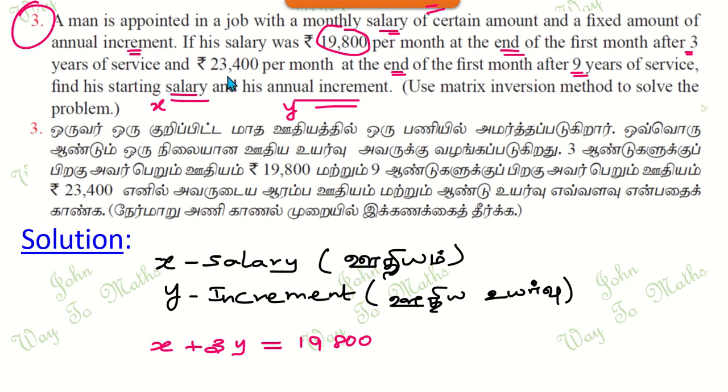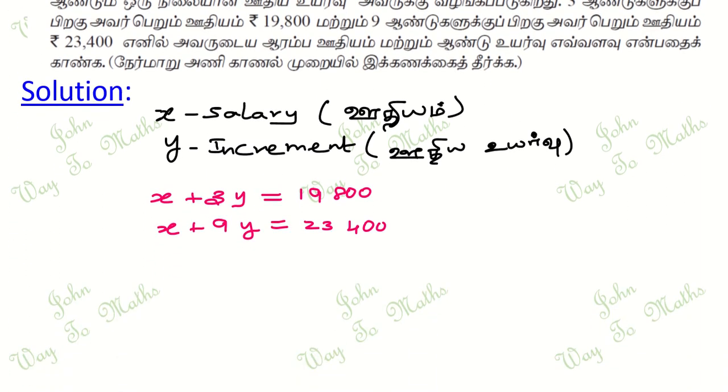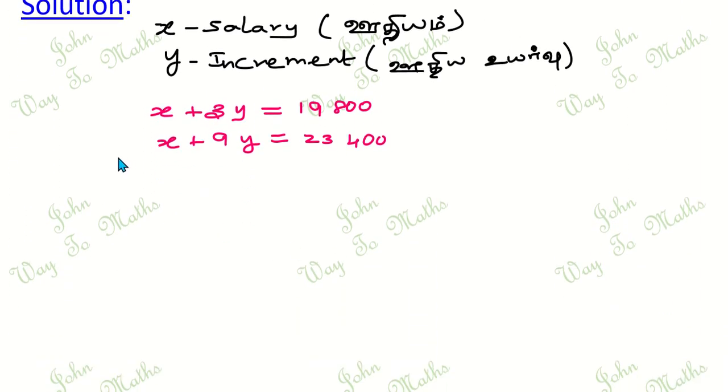rupees 23,400 per month at the end of the first month after 9 years of service. So second condition becomes அவரோட salary plus 9 years குரிய increment ஓட we get, so monthly salary becomes 23,400. Here I'm going to use the matrix inversion method. So the given equations I'm going to change into matrix formation.